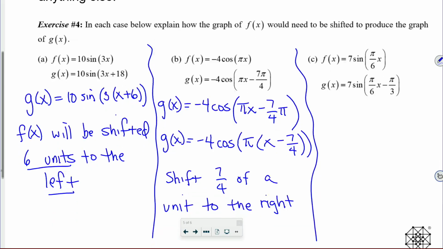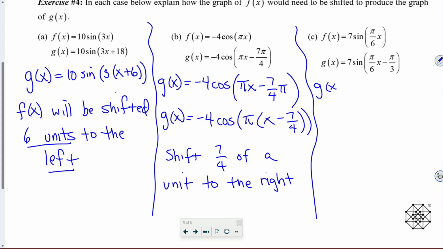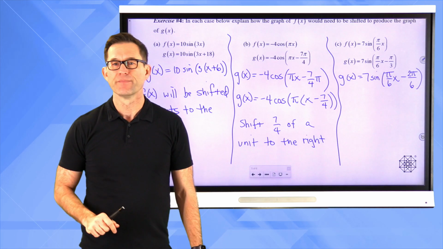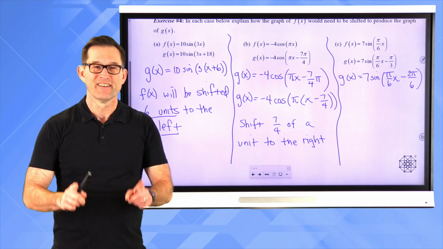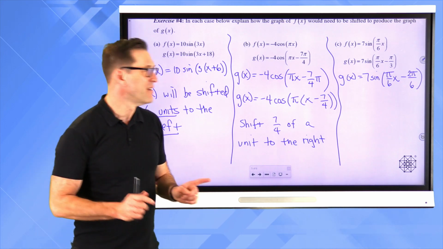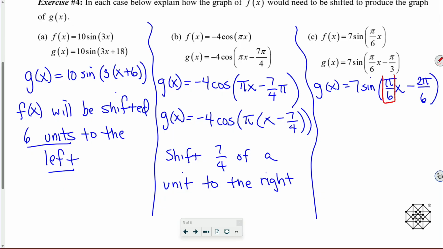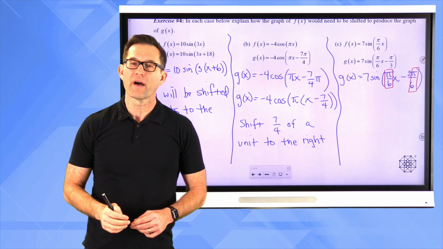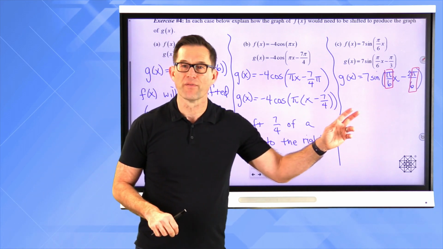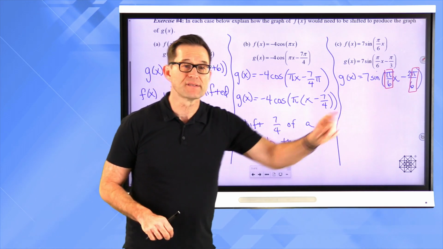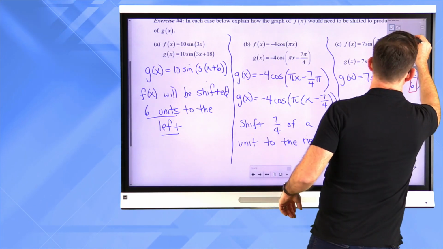I'm going to rewrite g of x as 7 times the sine of pi over 6 x minus 2 pi over 6. In other words, pi over 3 is the same as 2 pi over 6. Now, you're probably already seeing it, right? I can see my pi over 6 here, and I can see my pi over 6 there. And when I factor a pi over 6 out of both of them, what I'll be left with is x minus 2. So let's actually get that down.